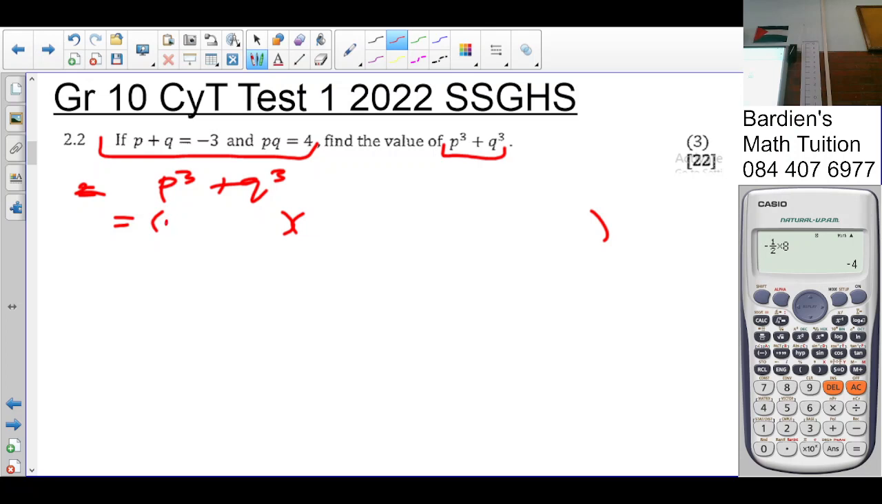Cube root of PQ? P plus Q. First term is going to be what? P squared, plus, no, minus PQ, plus Q squared. So I know what P plus Q is, right, so this one is sorted. That's the least of my worries. PQ, also sorted. What is PQ? 4. This is my problem.